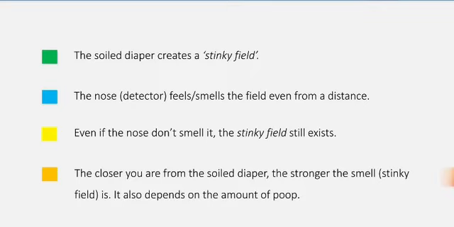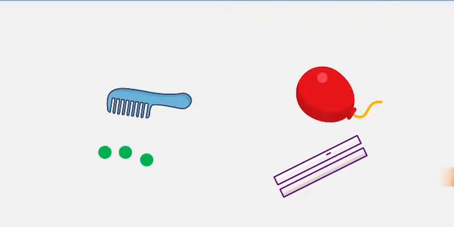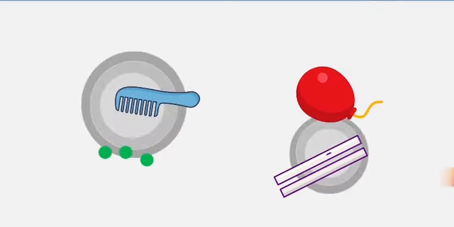Even if the nose doesn't smell it, the stinky field still exists. Okay, di ba kahit wala ka sa room, because there's a source of the smell, the stinky field will still exist. And then the closer you are to the soiled diaper, the stronger the smell. It also depends on the amount of poop, of course. So think of that as we explain electric field. Think of that analogy of the diaper changing the atmosphere around it. When there's a charged object, it actually also alters or changes the space around it. It creates what is called an electric field.